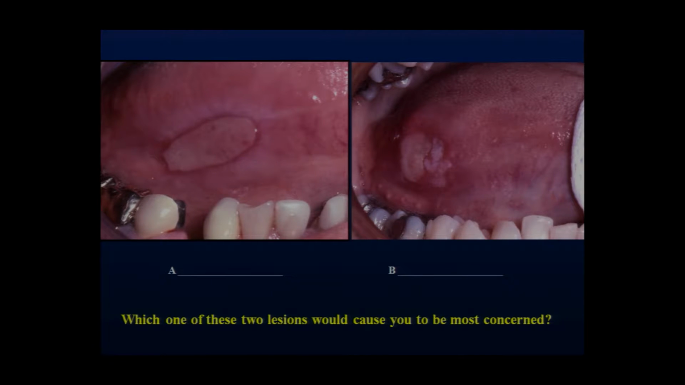Okay? So the one I would be more concerned about is the one on the right. And the one on the left was just a traumatic ulcer that healed. And the one on the right, after biopsy, was squamous cell carcinoma, a cancerous lesion. Okay? But if you look at the features, the morphology, the way it looks, whether it's well-defined, poorly defined, the borders, the morphology tells you a lot, potentially, about the diagnosis or differential diagnosis.